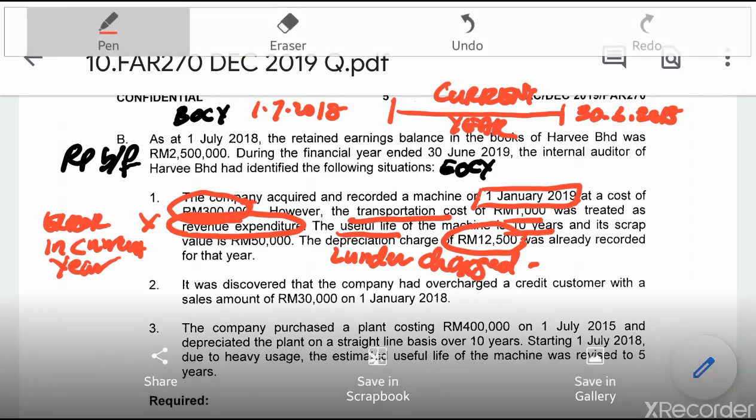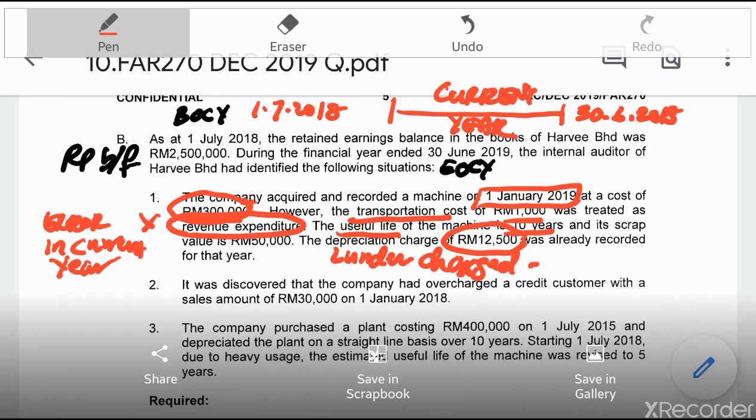Okay, that was the error in the current year. That was actually the requirement of the question, which is to state whether it is an error, a change in accounting estimate, or a change in accounting policy. So we have already done part A here. So we go to the second one.